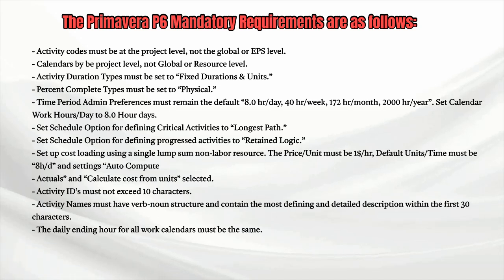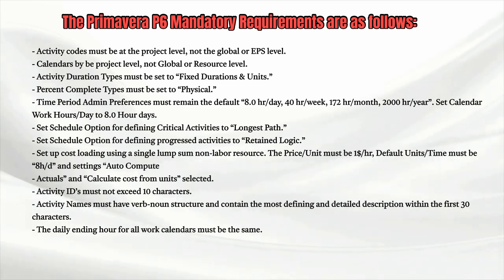Activity codes must be at the project level, not the global or EPS level. Calendars must be project level, not global or resource level. Activity duration types must be set to fixed durations and units. Percent complete types must be set to physical. Time period admin preferences must remain the default: 8 hours per day, 40 hours per week, 172 hours per month, 2,000 hours per year. Set calendar work hours per day to 8-hour days.